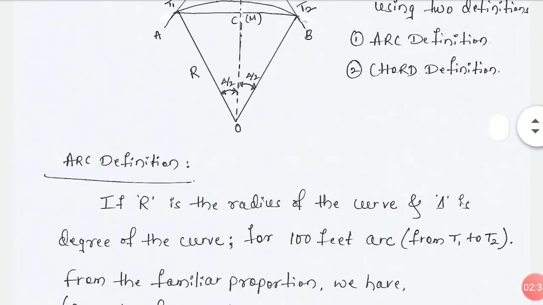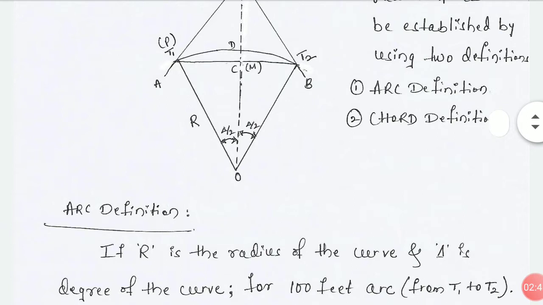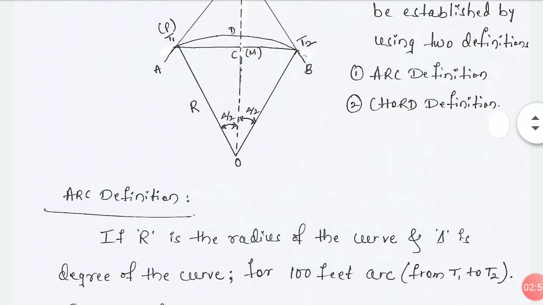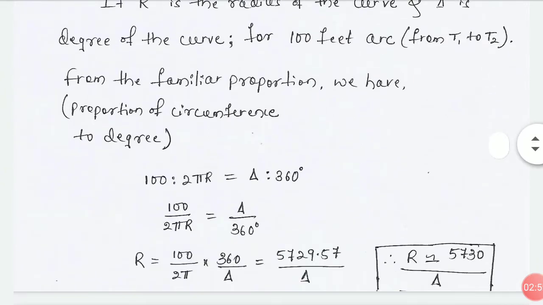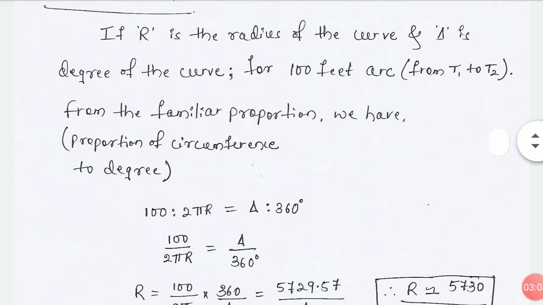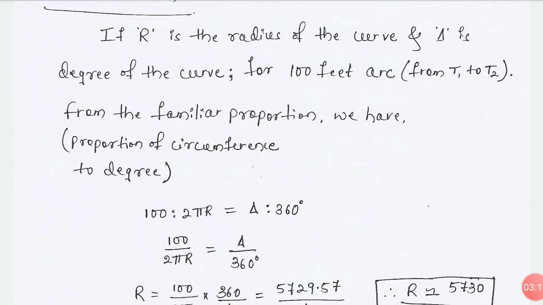Here, if R is the radius of the curve and delta is the degree of the curve, for a 100 feet arc, that is from point T1 to T2, the arc of the curve I will consider as 100 feet. For the 100 feet arc, from the familiar proportion we have, the proportion we will be considering is the proportion of the circumference to the proportion of the degree of the curve. You can check it here. The 100 feet arc is nothing but a portion of the circumference of the circle.